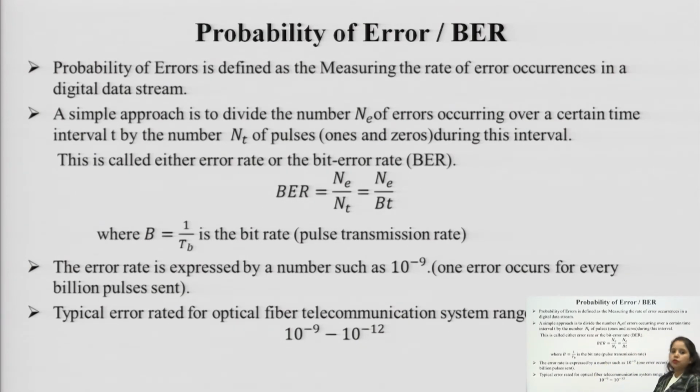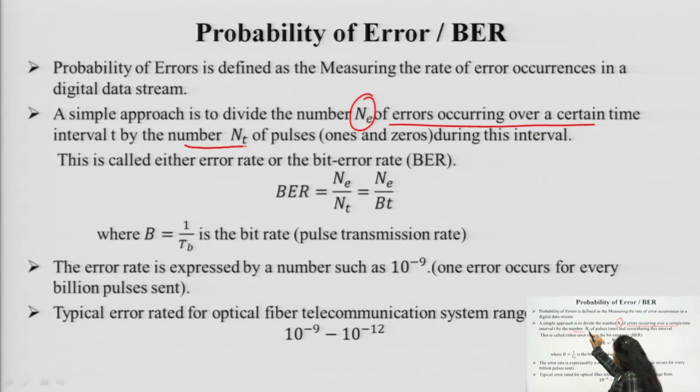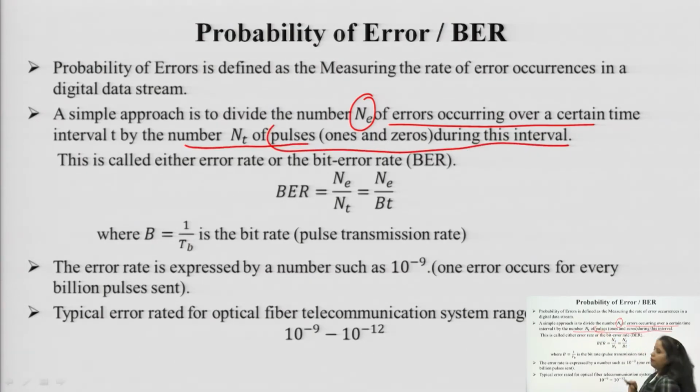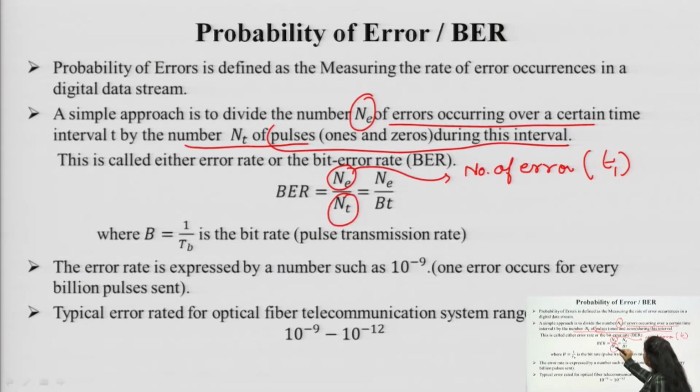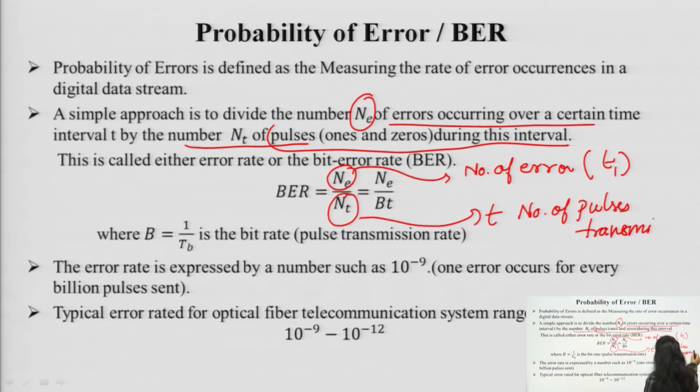A simple approach to define it is to divide the number of errors, NE, occurring over a certain time interval by NT, the number of pulses transmitted during this interval. That is called our error rate. For example, for time interval T, the number of errors is NE, and during that same interval, the number of pulses transmitted is NT. That is called the BER, or bit error rate, and it defines the probability of error.